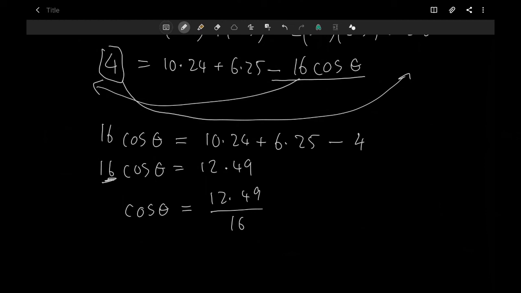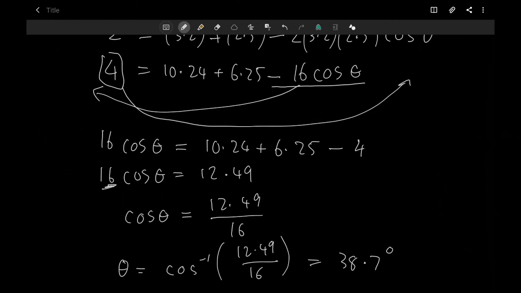We can now solve for theta by doing an inverse cos. So theta would be inverse cos of 12.49 over 16, which gives us approximately 38.7 degrees. So now let's take a look at our final example.